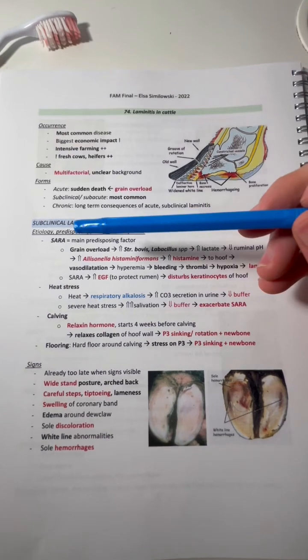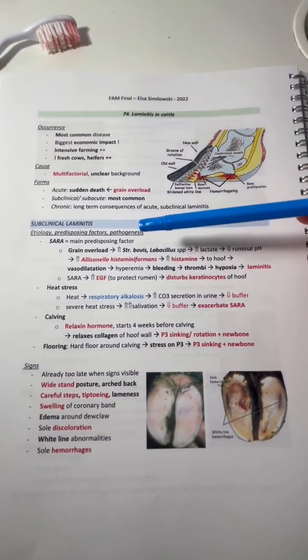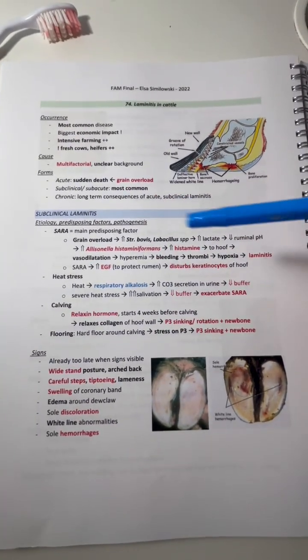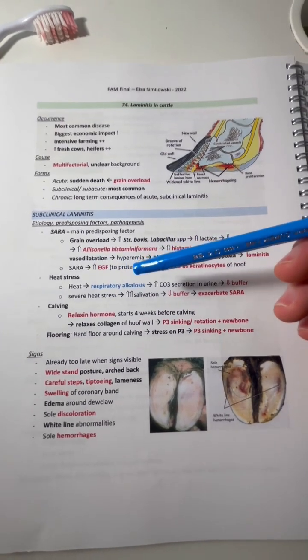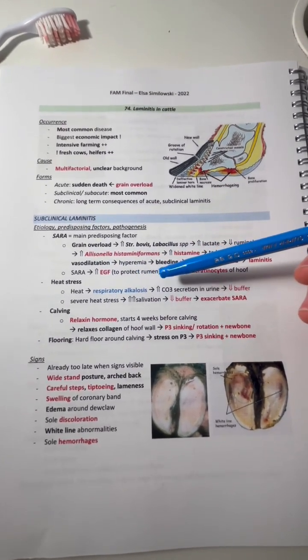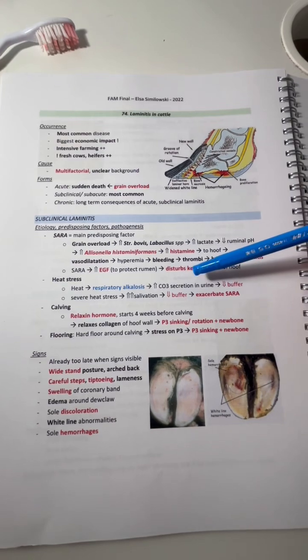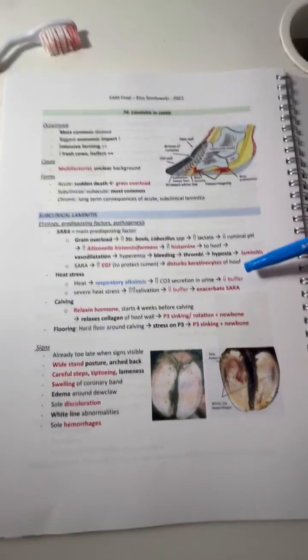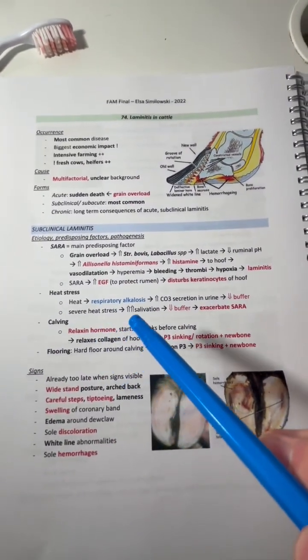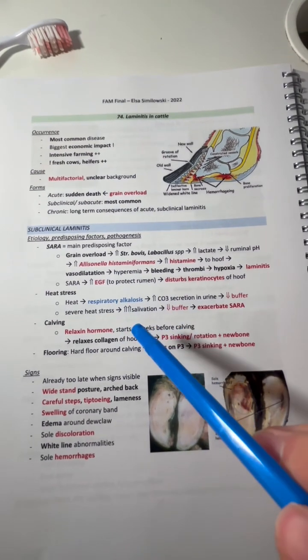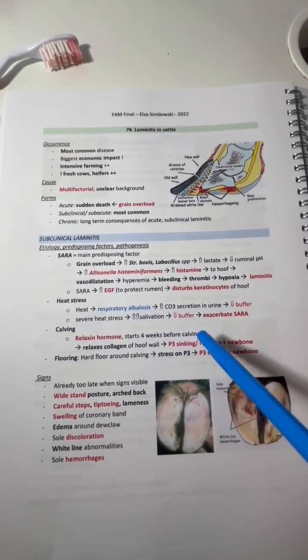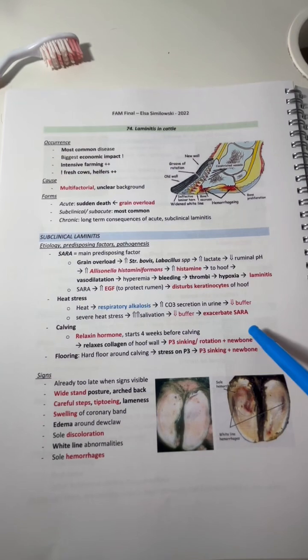Subacute ruminal acidosis is the main predisposing factor for laminitis in cattle. Heat stress can cause respiratory alkalosis, which causes the increase of CO3 secretion in the urine, which decreases the buffer. And in the case of severe heat stress, this will increase salivation by a lot, which will decrease the buffer, which will exacerbate subacute ruminal acidosis.